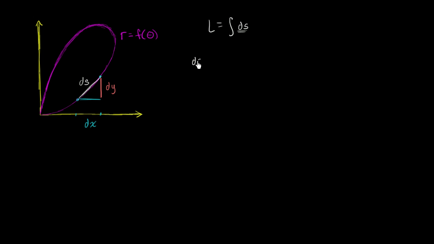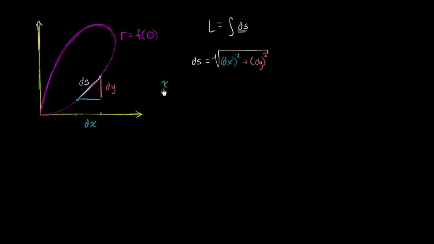We could say that ds is going to be equal to the square root of dx squared plus dy squared. And this just comes straight out of the Pythagorean theorem. And then if we could integrate these, then we're kind of in the same place. But how do we get these in terms of r's and thetas? Well, to do that, we just have to remind ourselves what x is in terms of r and theta and what y is in terms of r and theta.